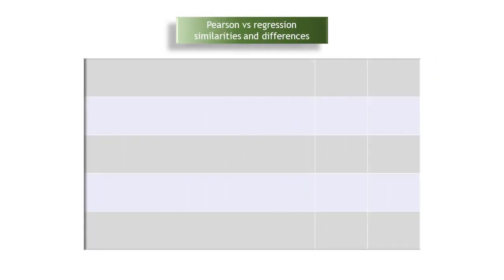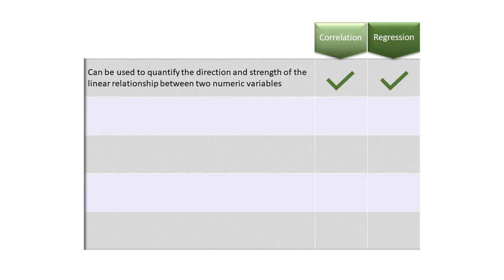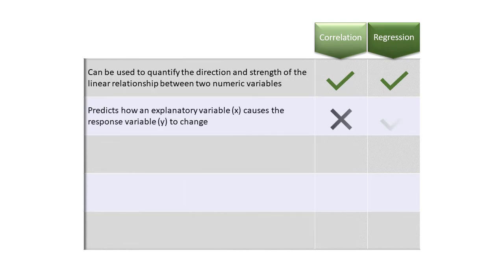Let's examine the key similarities and differences between Pearson correlation and simple linear regression. Both can be used to quantify the direction and strength of the linear relationship between two numeric variables. However, only regression predicts how the explanatory variable, x, causes the response variable, y, to change. With correlation, both variables are assumed to be random, whereas for regression, only the response variable, y, is assumed to be a random variable. The explanatory variable, x, is assumed to be fixed and measured without error.